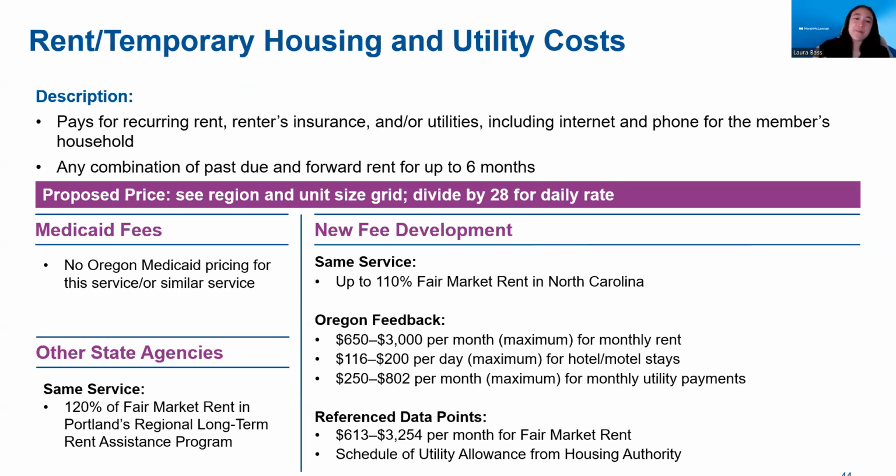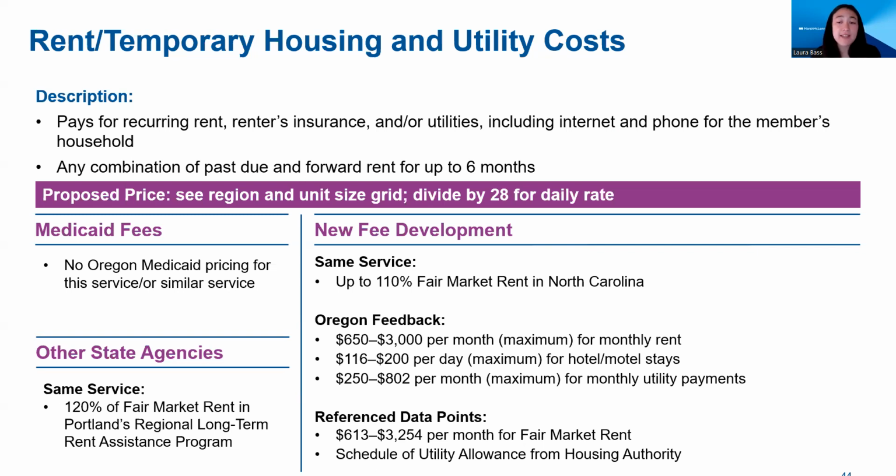Thanks, Callie. So this first slide is on the rent or temporary housing and utility cost service. This will pay for recurring rent, renter's insurance, and or utilities, including internet and phone for the member's household. Currently, there are no services that are the same or very similar that are paid by Oregon Medicaid. However, we found that Portland's regional long-term rent assistance program reimburses up to 120% of fair market rent. And we also found that North Carolina Medicaid is covering up to 110% of fair market rent.